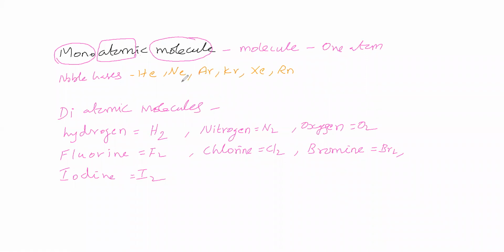Monoatomic molecules means, suppose we take a helium molecule. This helium molecule formula is He. Helium atom formula is also He. What does it indicate? That means this helium molecule contains one helium atom. Therefore, it is a monoatomic molecule.